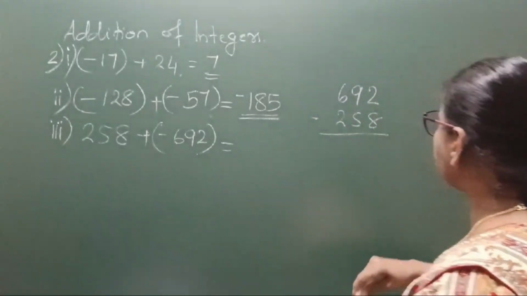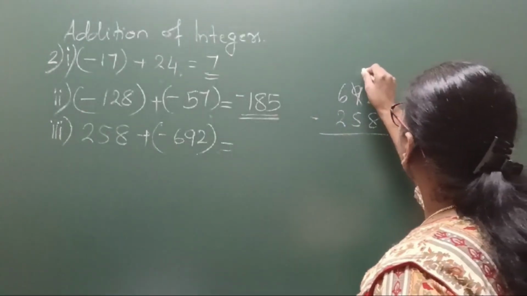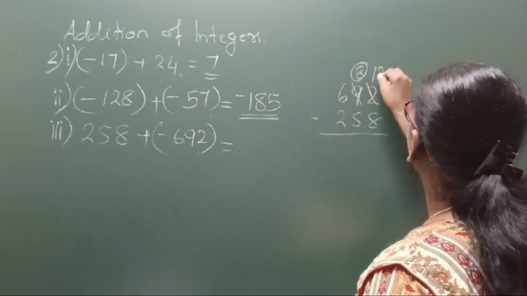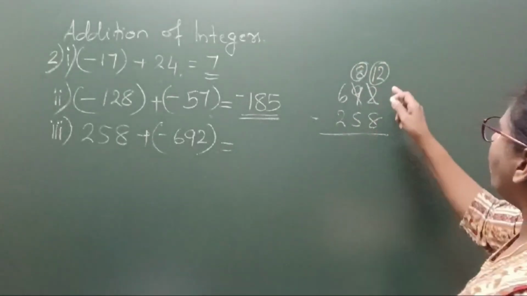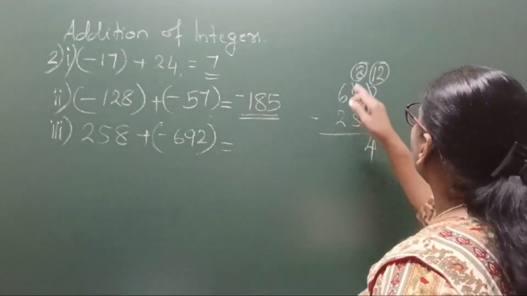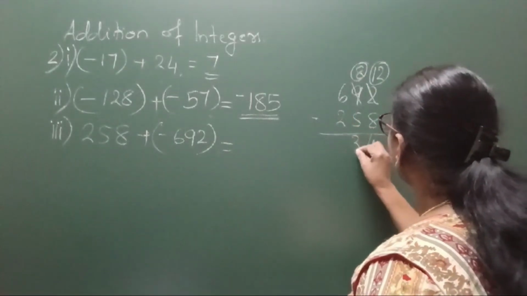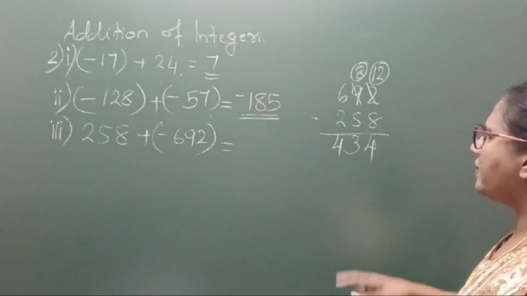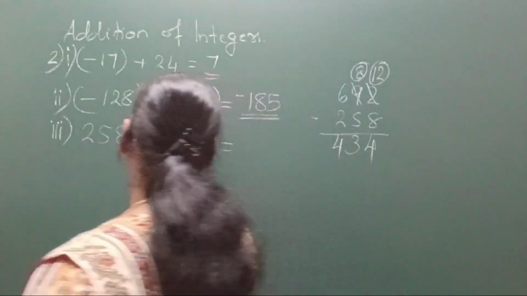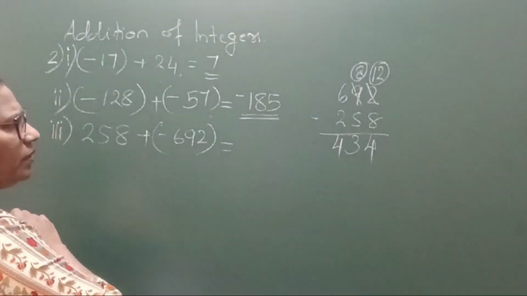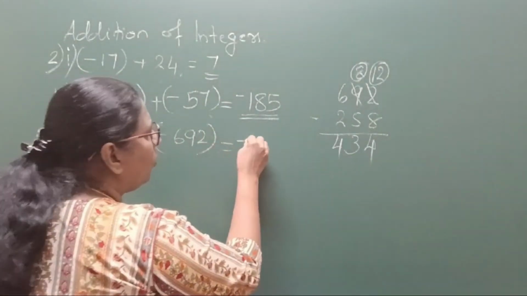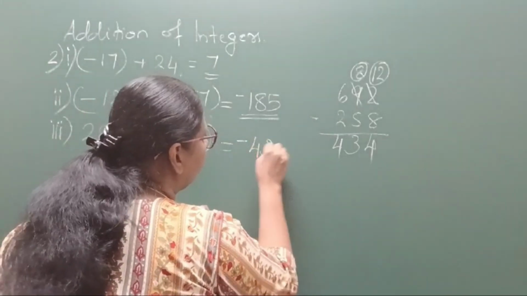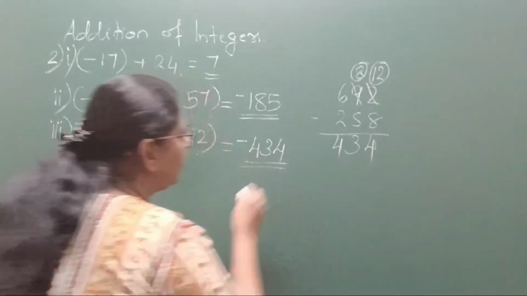From 2 we cannot subtract 8, so we borrow from 9. Thus 9 becomes 8, and which we borrowed makes it 12. 12 minus 8 is equal to 4. 8 minus 5 is equal to 3. 6 minus 2 is equal to 4. We got the answer 434. Now you have to see the sign of the greater number, that is minus. So we have to put negative sign and write this 434 which we got. So this is our answer.